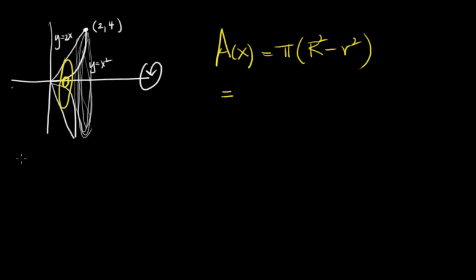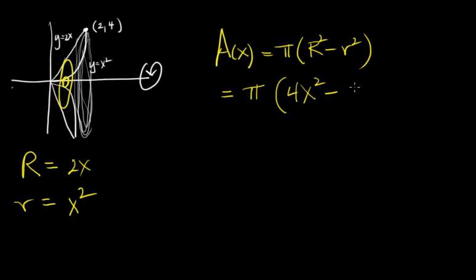Now we have to figure out what those are in terms of x. So let's do that down here. The big radius is from 0 to y on y equals 2x. So the big radius is 2x, and the little radius is from 0 to y on the parabola, and y is x squared. So we have pi times big R, which is 2x squared, 4x squared, minus the little radius squared. X squared squared is x to the 4th.